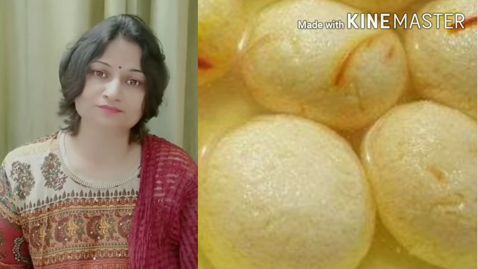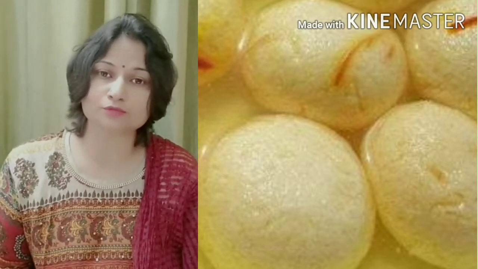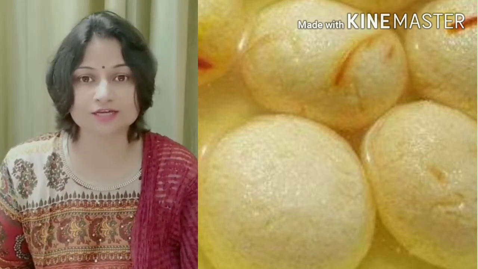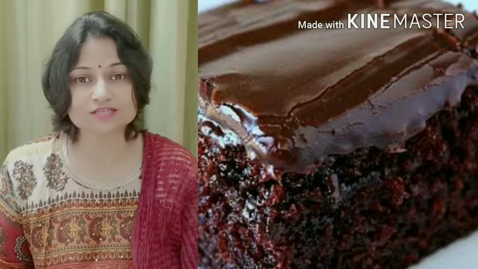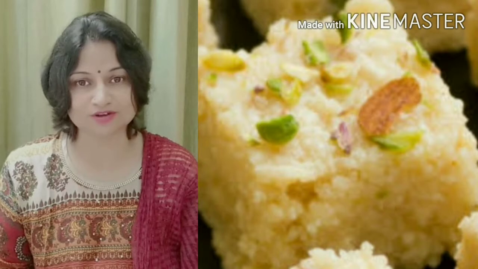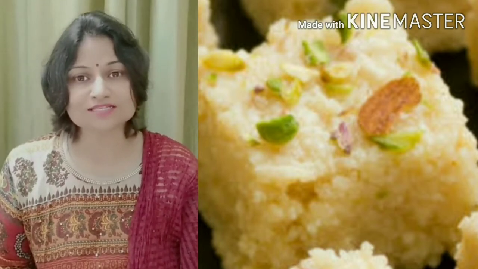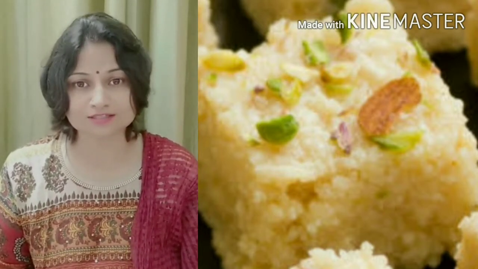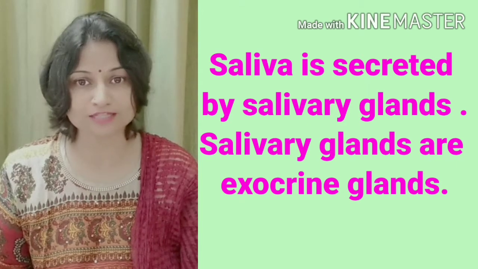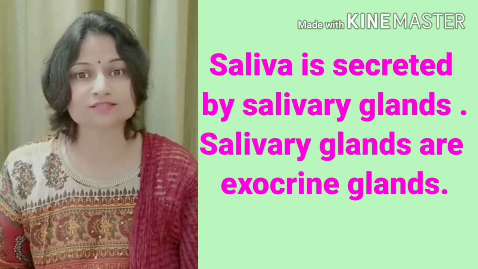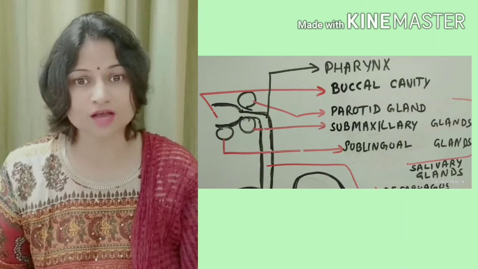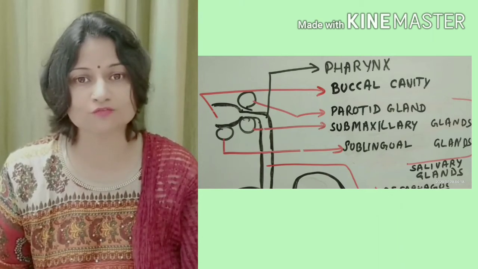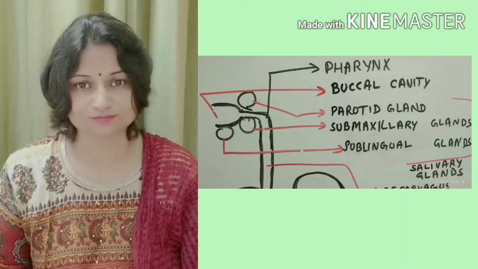Now what is saliva? Whenever you look at something very delicious, you want to eat it, your mouth starts watering. This water inside your mouth is known as saliva. It is secreted by salivary glands. Salivary gland is an exocrine gland. You know what is exocrine? Which gives out the secretion with the help of thin ducts.